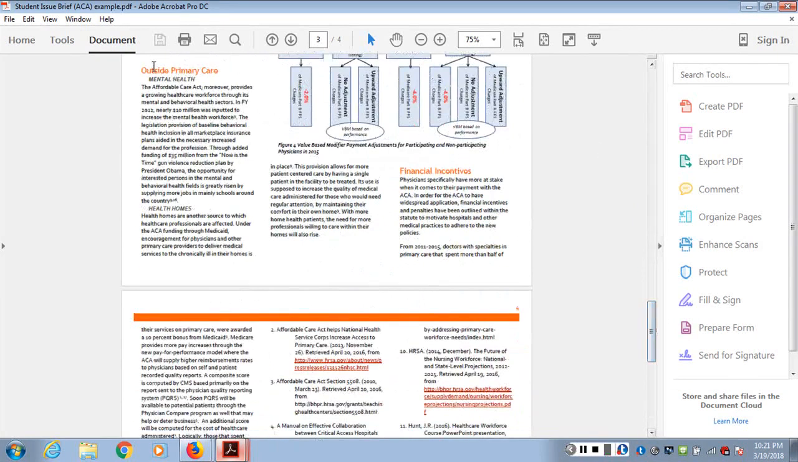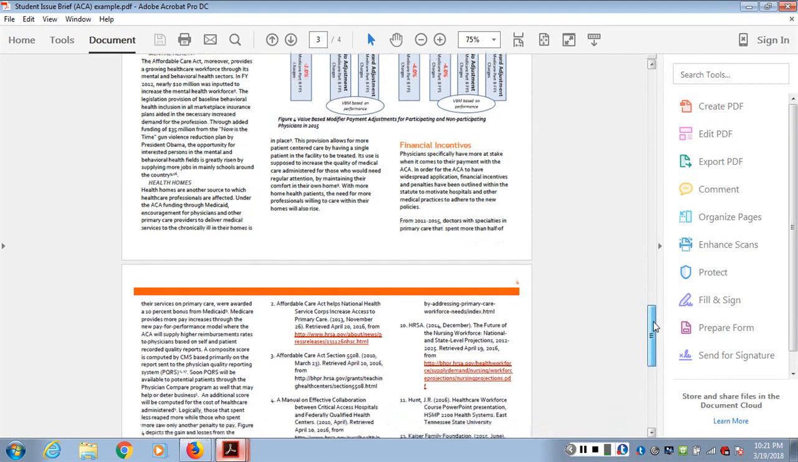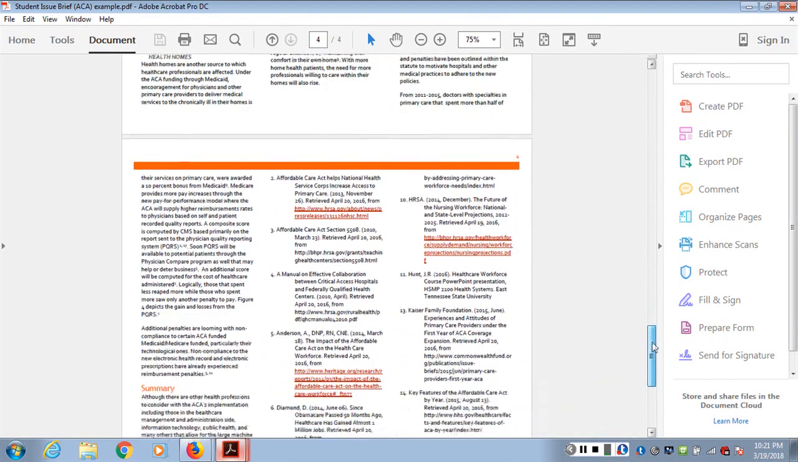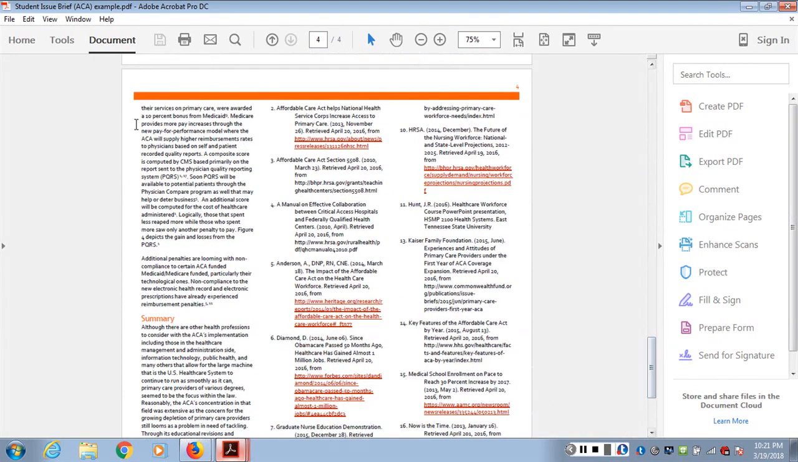She then moves to topics outside primary care. And again, this is all revolving around the workforce and the effect the Affordable Care Act had on it. So she's talking about mental health here as a sector. She's talking about home health here. And then she moves into financial incentives and how that has been affected, because more often than not, everything is tied to money. So she talks about that piece.